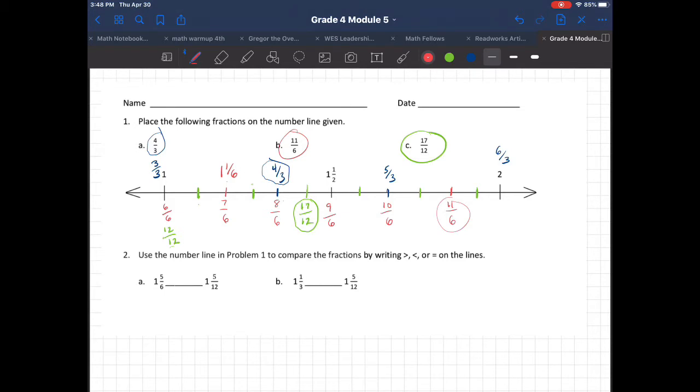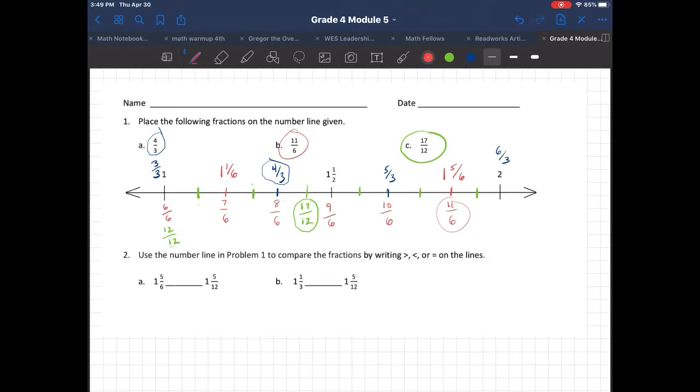Okay, so moving on to 2, we need to compare 1 and 5/6. Did we find 1 and 5/6? Oh, guess what? 1 and 5/6 is the same as 11/6, right? Is it the same as 11/6? Let's figure that out. So there's 1. So this is 1 and 1/6, 1 and 2/6, 1 and 3/6, 1 and 4/6, 1 and 5/6. Yep, it is. So this is also 1 and 5/6.